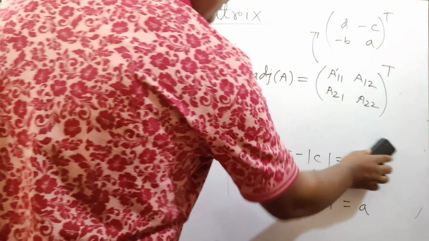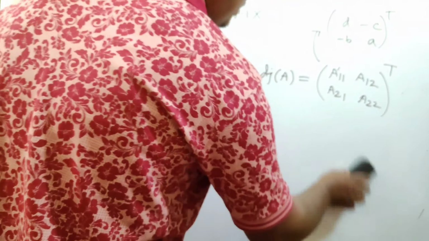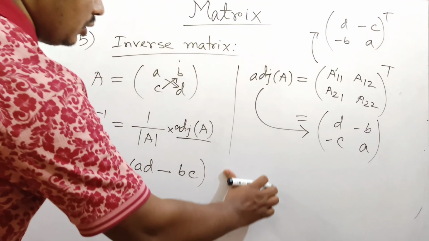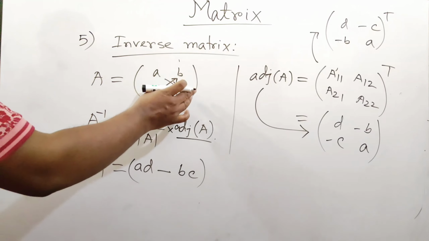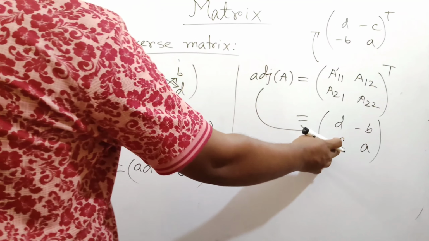Okay, so now if you do the transpose of this matrix, it should be D, negative C, negative B and A. So here the rows must become columns. This is the transpose of this matrix, that means this is the adjoint of this matrix. Okay, so when we find the inverse, you first find the determinant of the matrix and also the adjoint of the matrix.